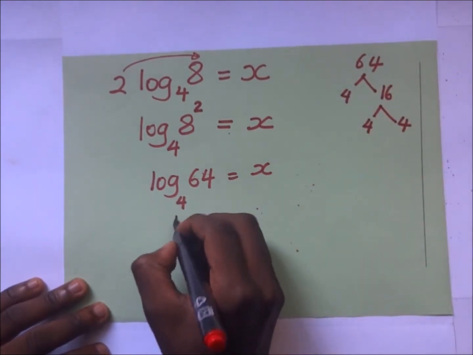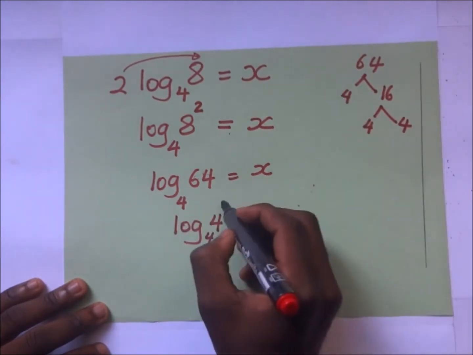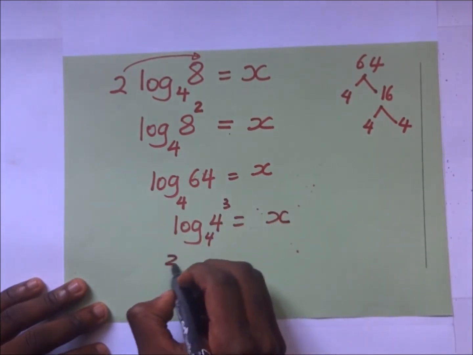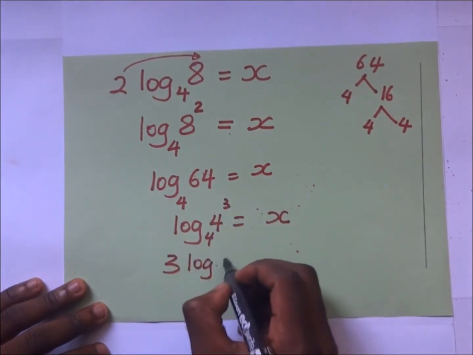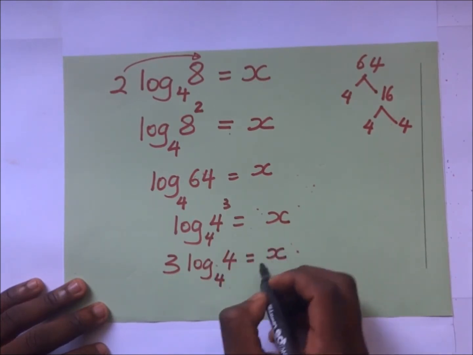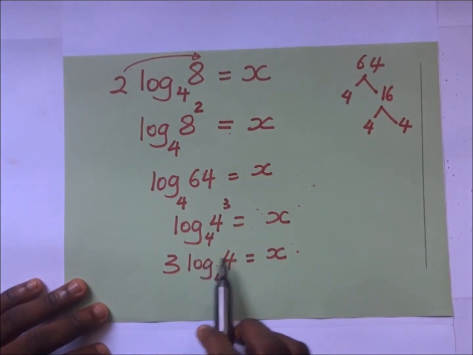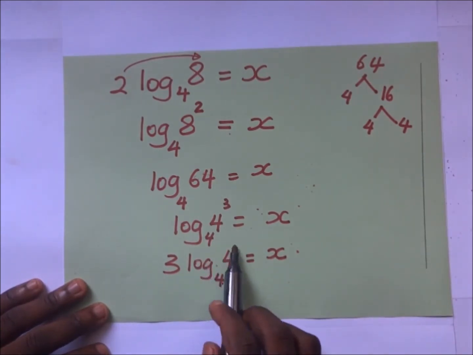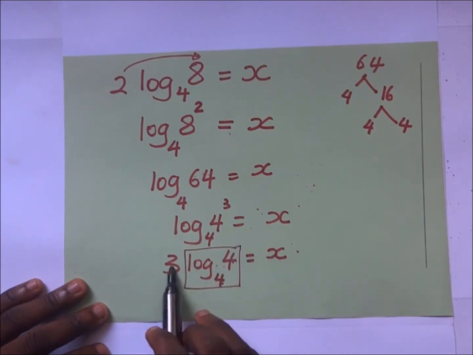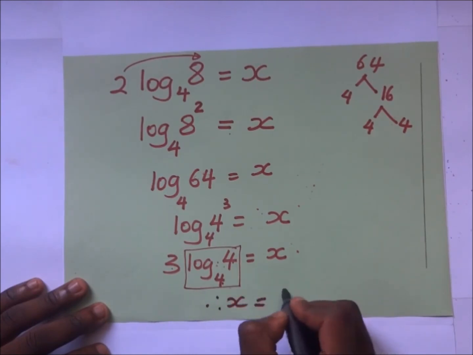So this is the same as the logarithm of 4 base 4 to the power 3 is equal to x. So this is the same as 3 log of 4 base 4 is equal to x. And definitely, when you have a log of a number and the base is the same, this is equal to 1. So x is going to be equal to 3 times 1, which is 3. Therefore our value of x is 3.